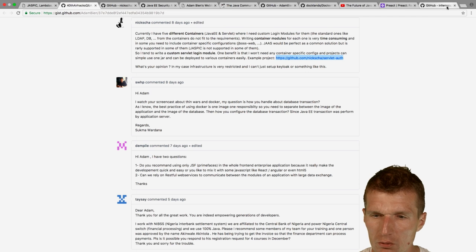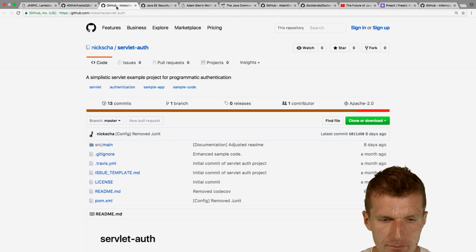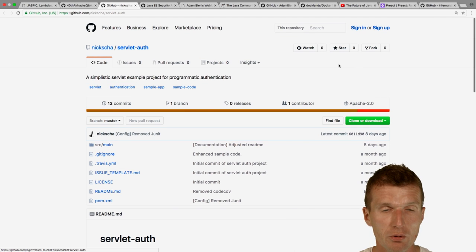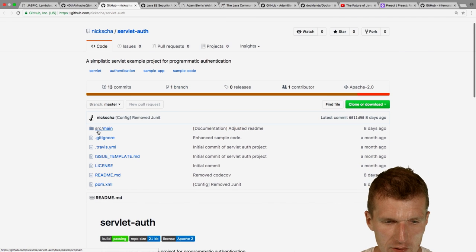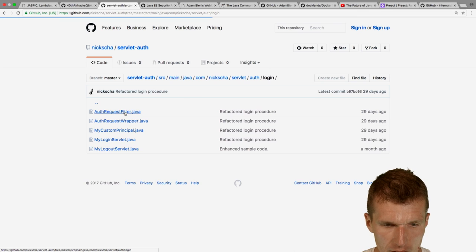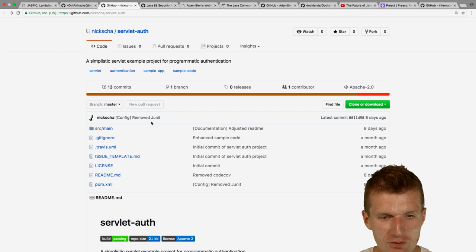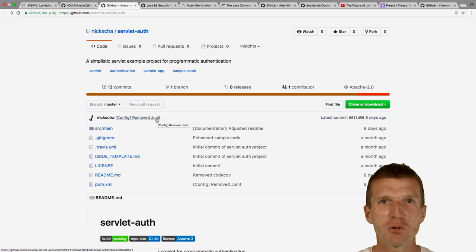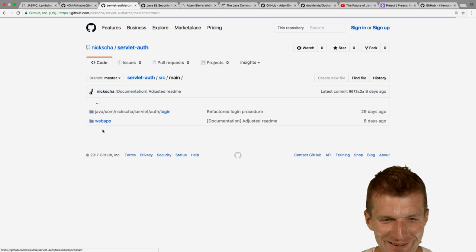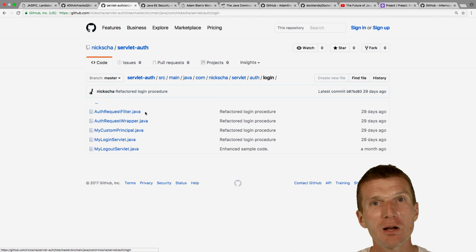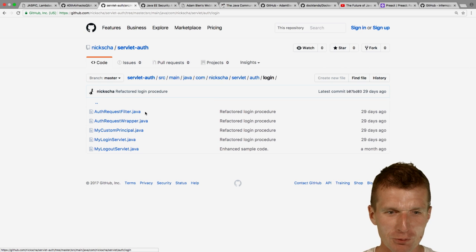So if you go here to the, where is it? Yeah. This is the repository, so you should star the repository, of course. This was nice. You see, remove JUnit. So this means it is a real world app. In the real world, you don't remove JUnit, rather than increase code coverage, you remove asserts. This would be real world.